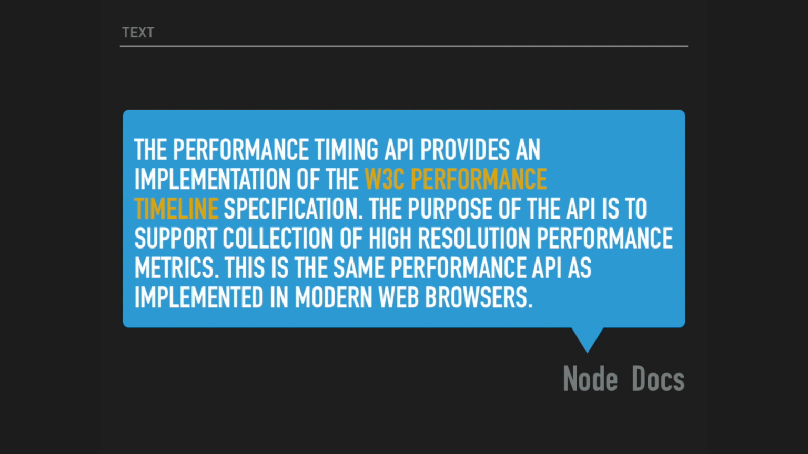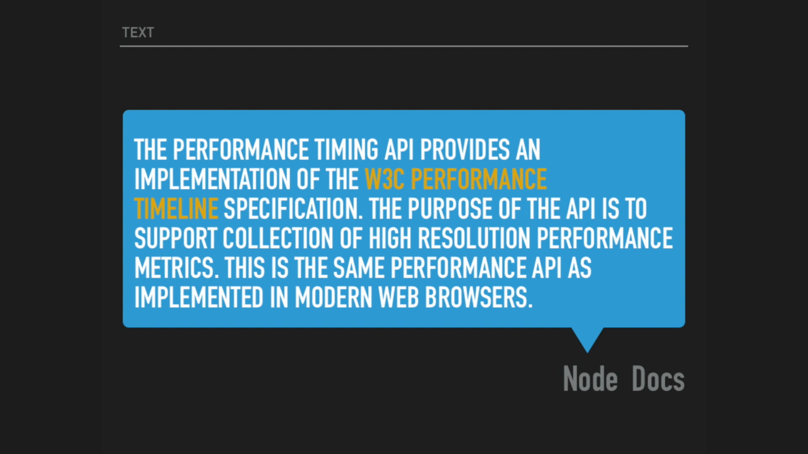I was hoping that they would not be classified this way at this point in time, but what can you do? With this in mind, it's still a fun feature that gives us a lot of information to work with. And so what's included in Node 8.5 in terms of the performance hooks? According to the documentation, the Performance Timing API provides an implementation of the W3C Performance Timeline specification.